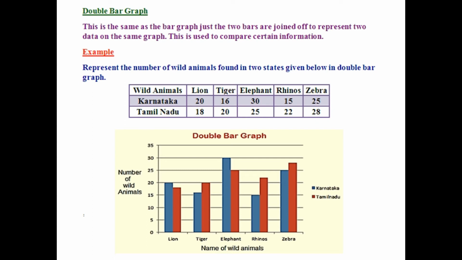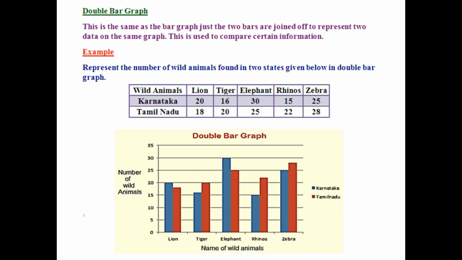Now in the y-axis I have taken the scale, that is 0, 5, 10, 15, 20 like this. That is, 1 unit equals 5 wild animals. The scale is 1 unit equal to 5 wild animals for the y-axis. First we will see the line for Karnataka, 20. So you draw the bar up to 20.